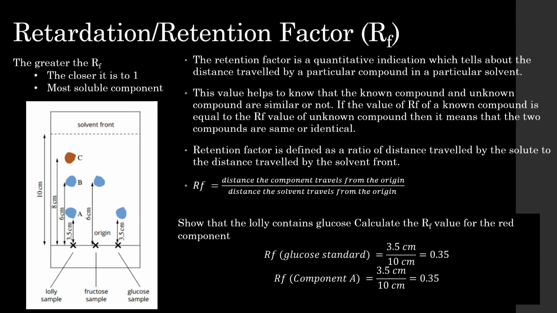Now, if we have a look at this diagram here on the left, we've got a lolly, and we want to just compare that to some known sugars. So we know lollies are yummy and they're full of sugar. Let's test which sugars are in the lolly. So we've got two components to this lolly. We've got an A sample and a B sample.